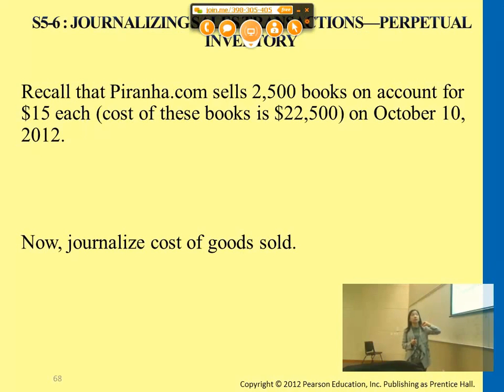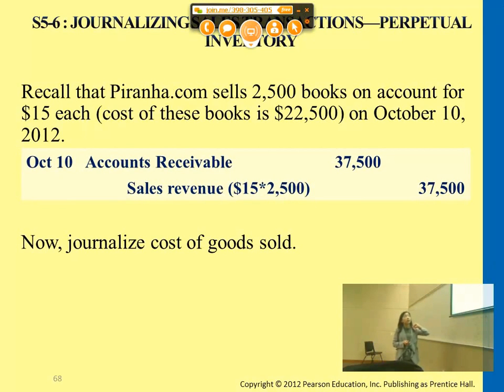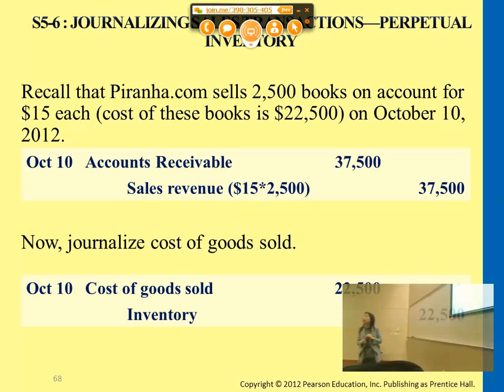Okay, so the first entry will look like this. You have accounts receivable, 37,500, using 2,500 books times 15. Then you have the inventory cost reduced, because again, you're now shipping out the goods to the customer, so you're reducing your inventory level and turning it into cost of goods sold expense. Whenever there's a sales transaction, inventory will be reduced and it turns into cost of goods sold expense. This account is specifically there to capture inventory costs that you shipped out to the customer already. We call it cost of goods sold.